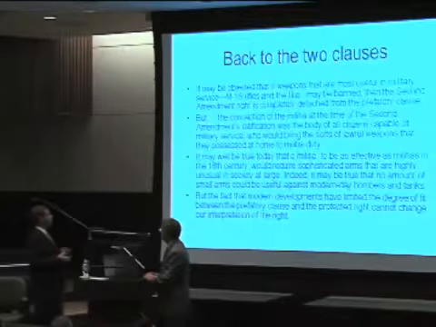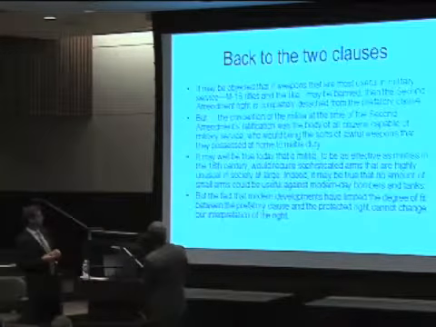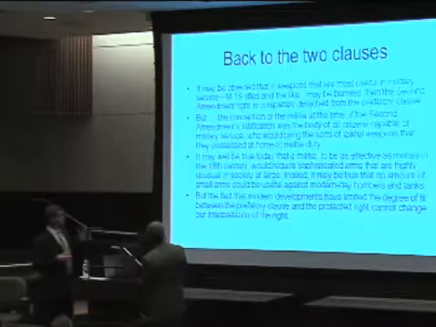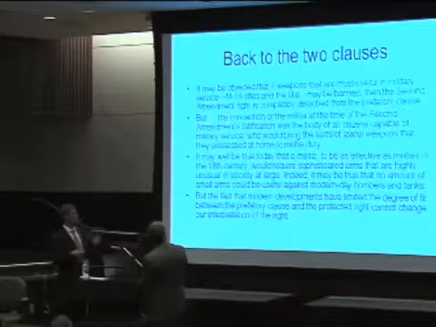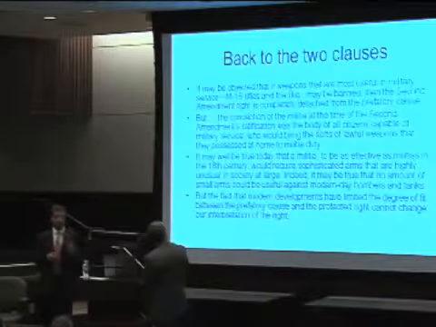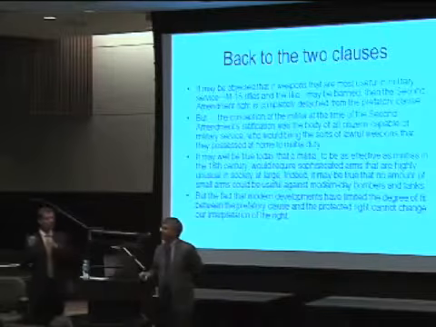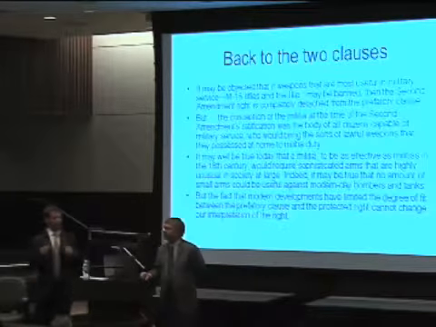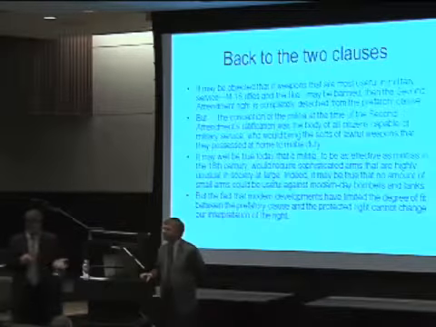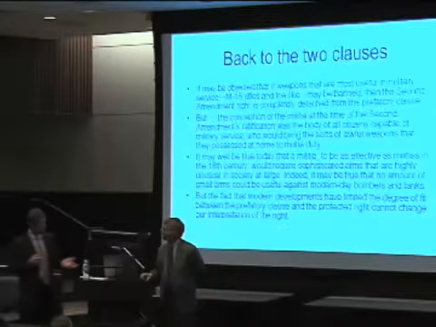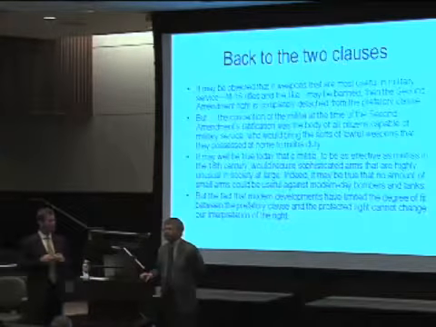It may well be true today, he says, that for a militia to be as effective as militias in the 18th century would require sophisticated arms that are highly important in society at large. But the fact that modern developments have limited the degree of fit between the prefatory clause and the protected right can't change our interpretation of the right. So he says the right was always the right to have the standard, non-unusual, non-dangerous weapons that you have for home defense. During peacetime, you can bring them. It's true that today that's not going to protect the security of a free state much, but that's all you can do. That's his answer. Query whether it's satisfactory.